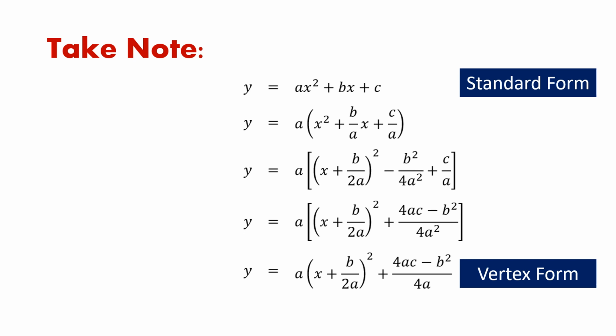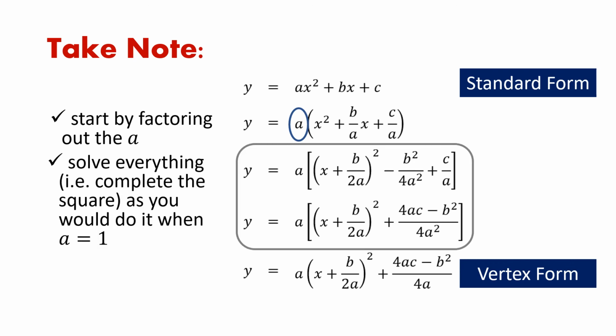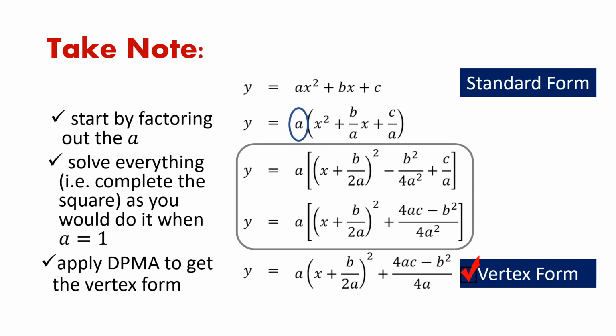If we carefully go over these steps, we can apply completing the squares even when the lead coefficient is not equal to 1. Just remember to start by factoring out the lead coefficient first and then solving everything as you would do normally. Finally, apply the distributive property of multiplication over addition to get the vertex form.